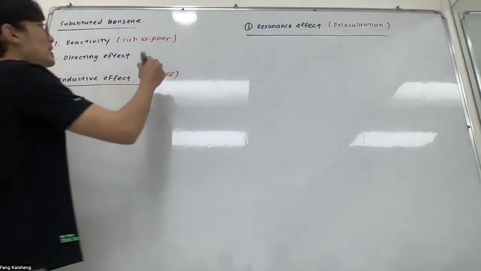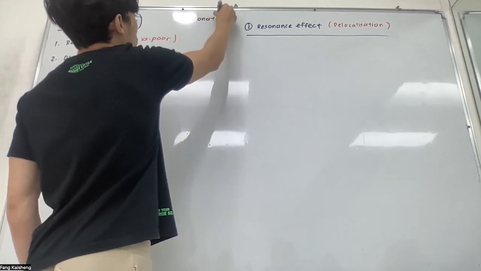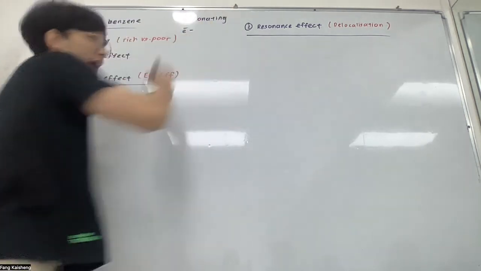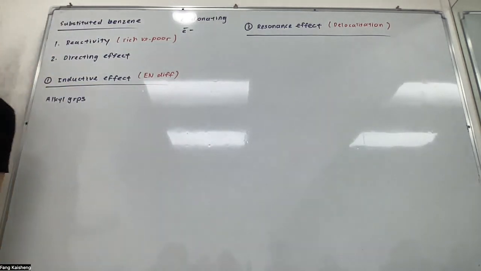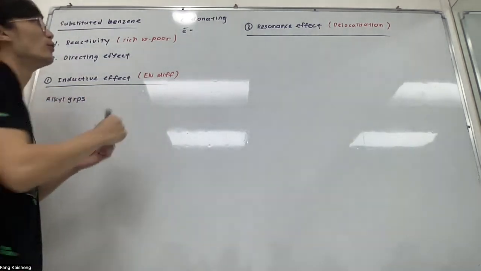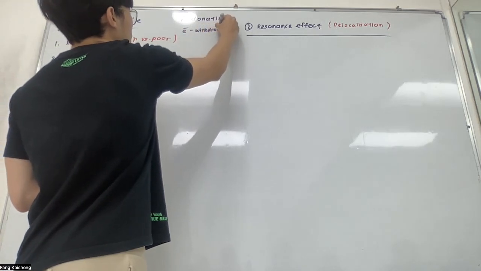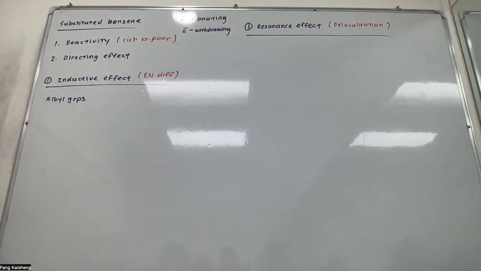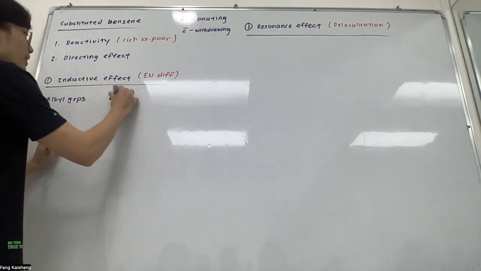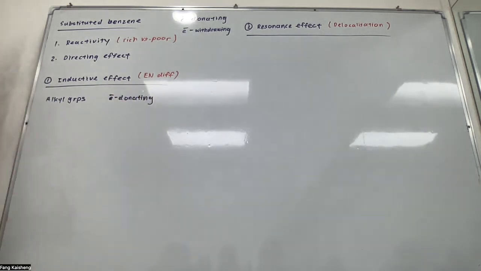And guys, what's the opposite of donating? Let me just write here. Electron donating means you give electrons. On the other hand, there are other groups who, instead of donating electrons, take electrons. The word over here is withdrawing. So take a look, there are two terms. Some groups will donate electrons, and one of those is alkyl groups. Via electronegativity difference, alkyl groups are electron donating.